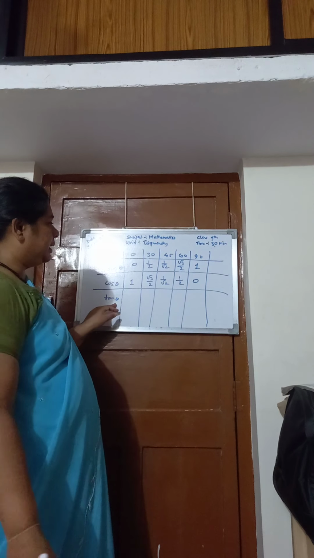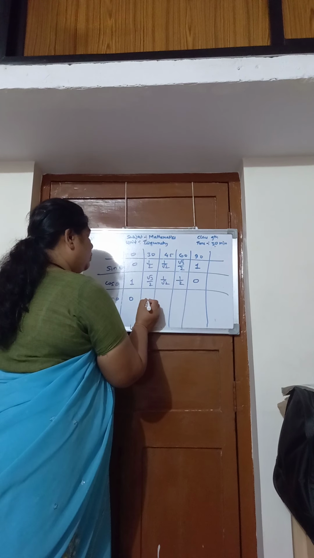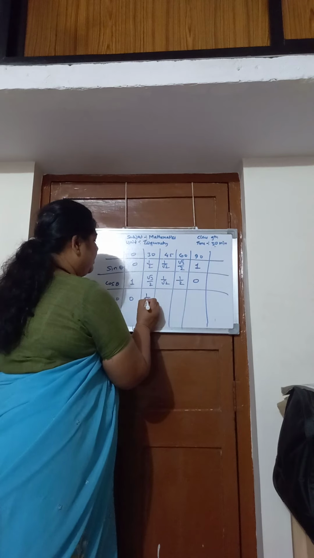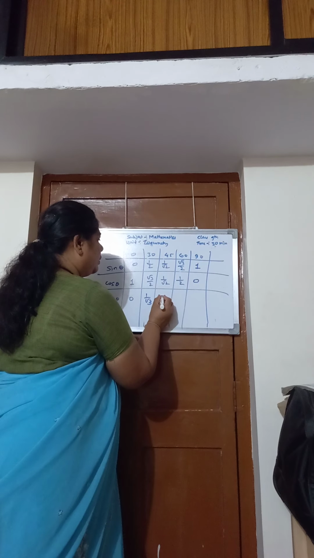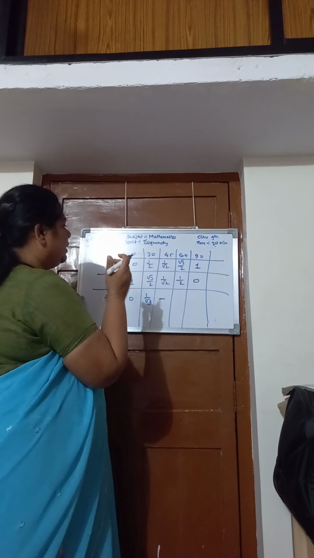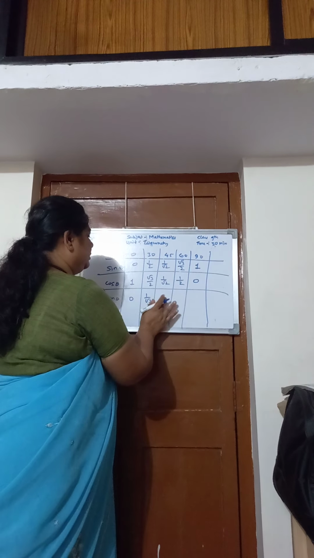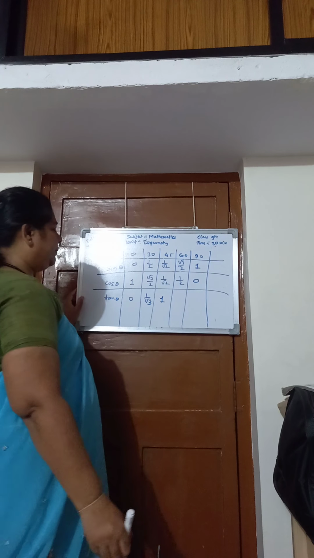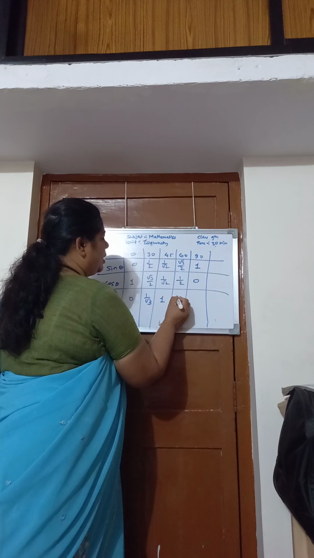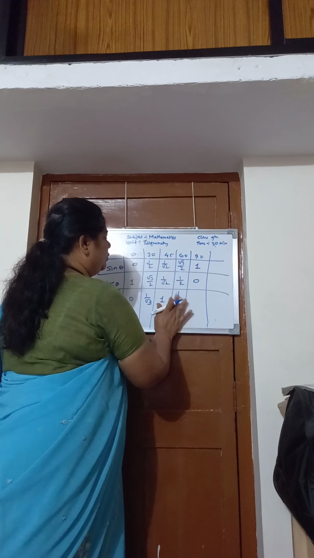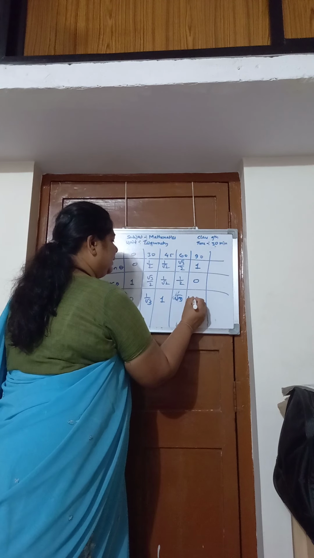Then take tan theta. Tan 0 equals 0. Tan 30 equals, who will tell me the value of tan 30? 1 by root 3. Good. Then tan 45, what is the value of tan 45? 1 by root 2 upon 1 by root 2. That is 1. Tan 45 equals 1. Tan 60, what will be the value? Root 3. And tan 90 equals undefined.